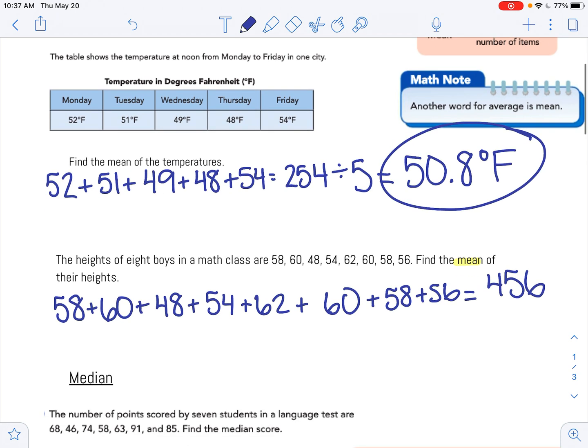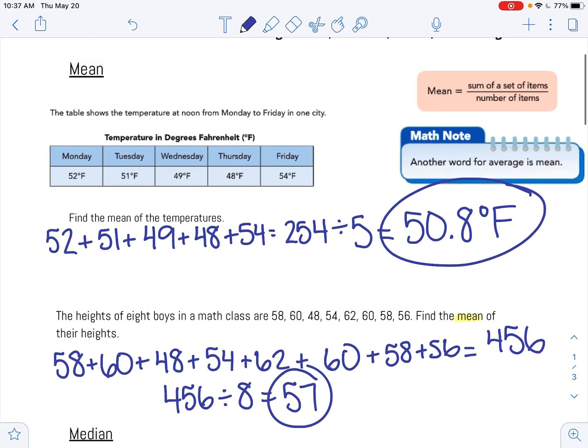So we're taking 456 divided by 8 to get 57. So 57 would be our answer here. So that is mean, finding the average.